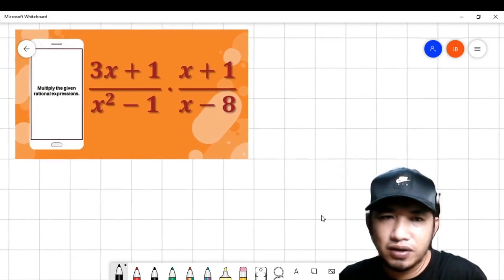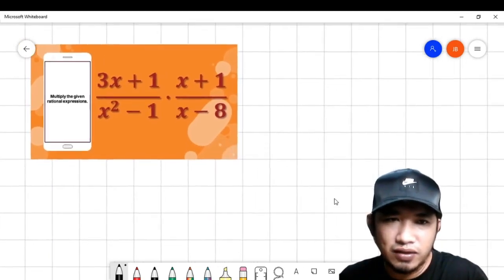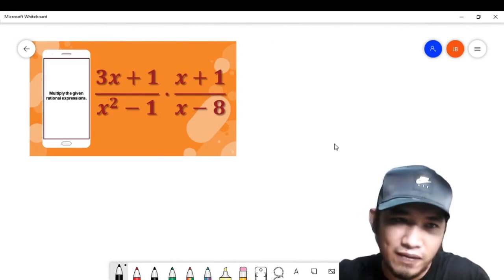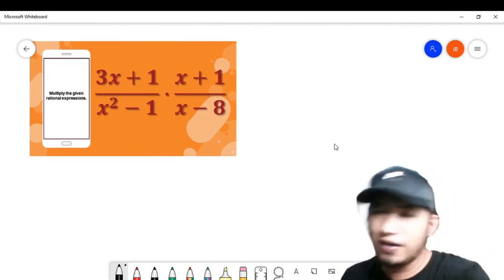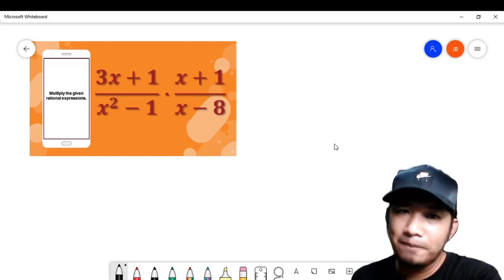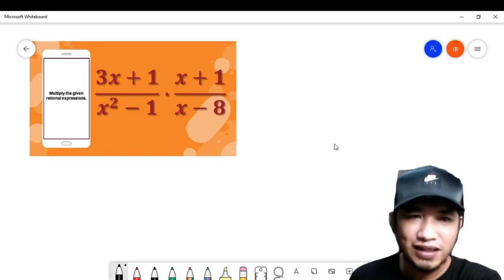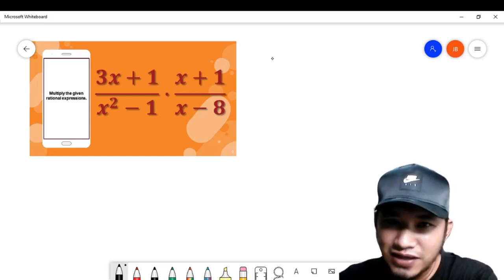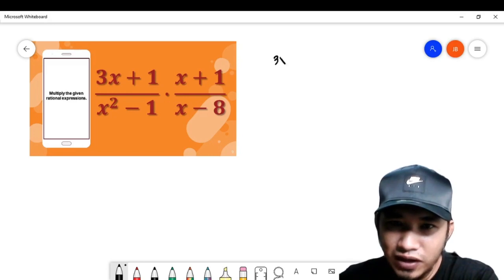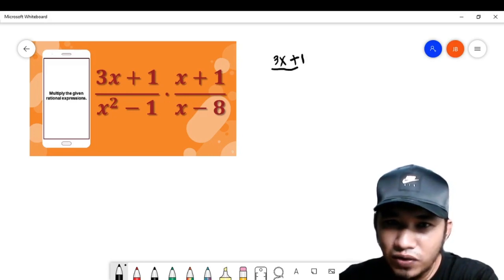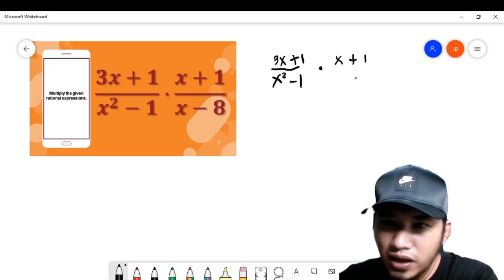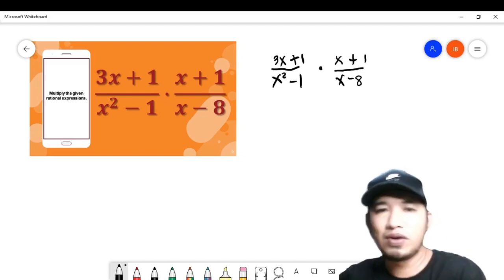Okay, so number 2. Parang mas mahirap to, no? Pero madali lang yan. Challenging, di ba? Sa mathematics nga, walang mahirap. Mathematics is challenging. Kaya mo yan. Kaya natin yan. Alright, first things first, copy the problem. So, 3x plus 1 all over x squared minus 1 multiplied by x plus 1 all over x minus 8.